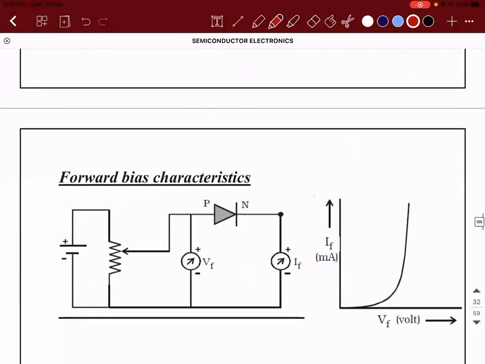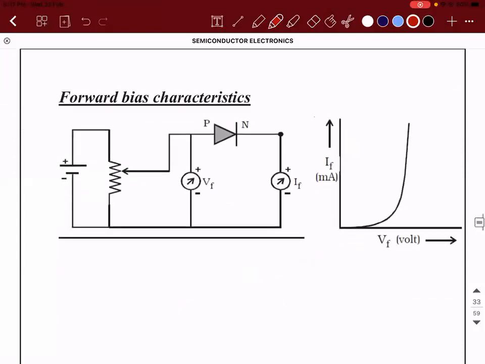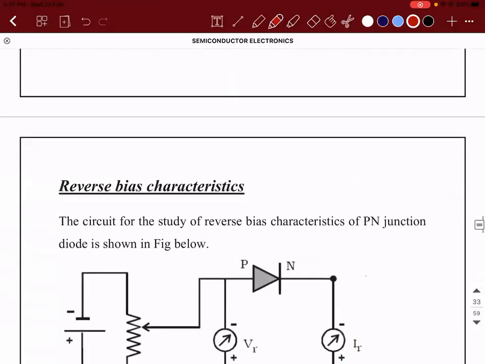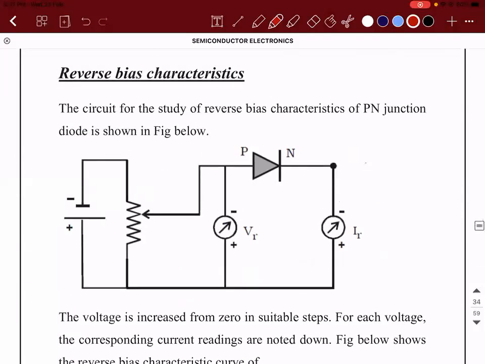Now, what did I say with respect to the reverse characteristics? When I say reverse bias characteristics, the connection is still the same, except the polarities of the batteries are reversed here. If you reverse the polarities of the battery, then you will have something like this. There is a reverse bias characteristic.